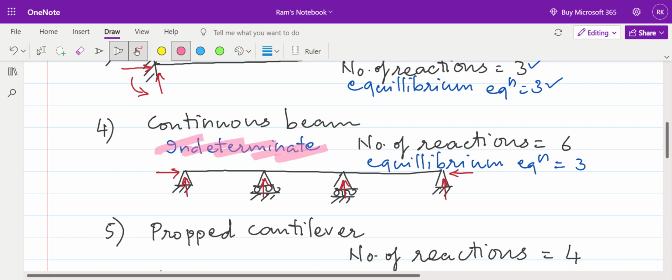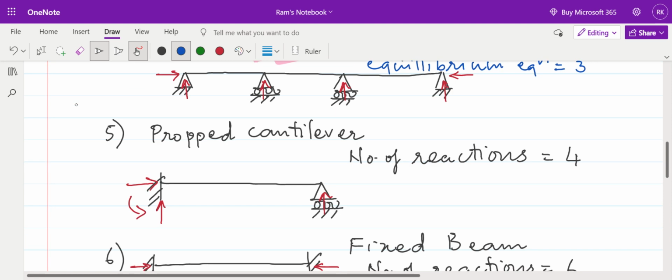So continuous beam is an indeterminate structure. Let's go to propped cantilever. We know the number of equilibrium equations is constant. Static equilibrium equations in two dimensions is equal to 3. So the number of equilibrium equations is 3, but the number of unknown reactions is 4. So the propped cantilever is also termed as an indeterminate structure.